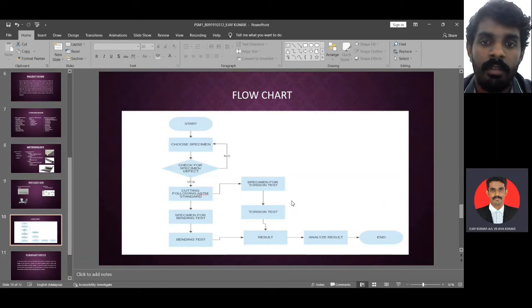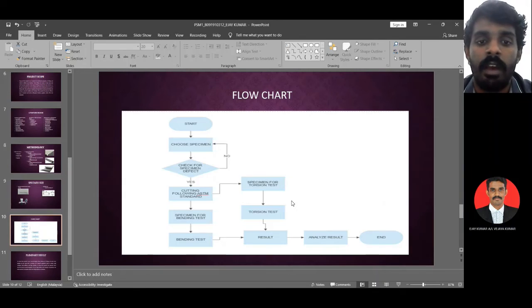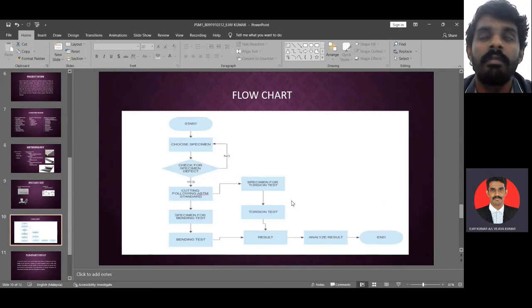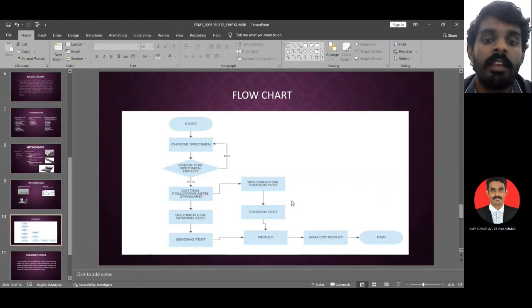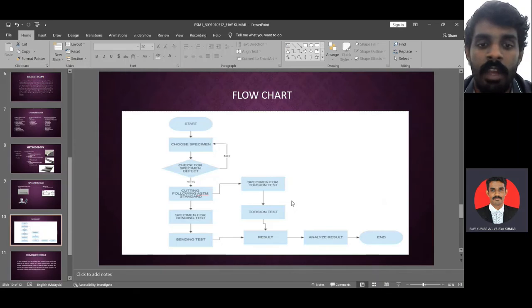These are the chart for my methodology, for my research. First of all, I have to choose the specimen, and the second, I have to check for the specimen defect. If the specimen has a defect, I have to choose another specimen. If the specimen is okay, I will go through the cutting process, where I have to cut into ASTM standard. After cutting the specimen, I can go through the bending test and torsion test. After the torsion test and bending test, I will gather the result and analyze the result.